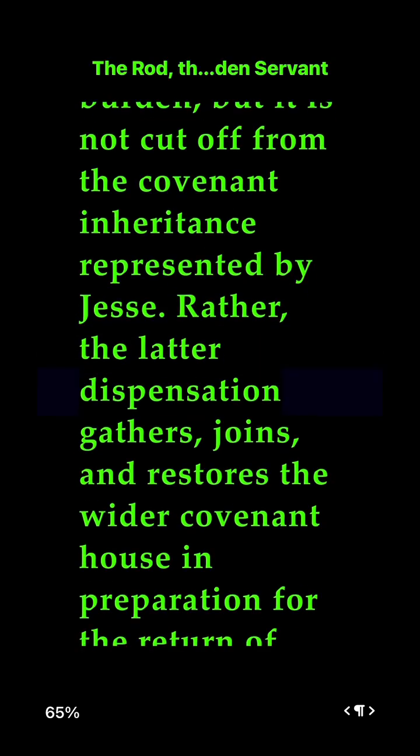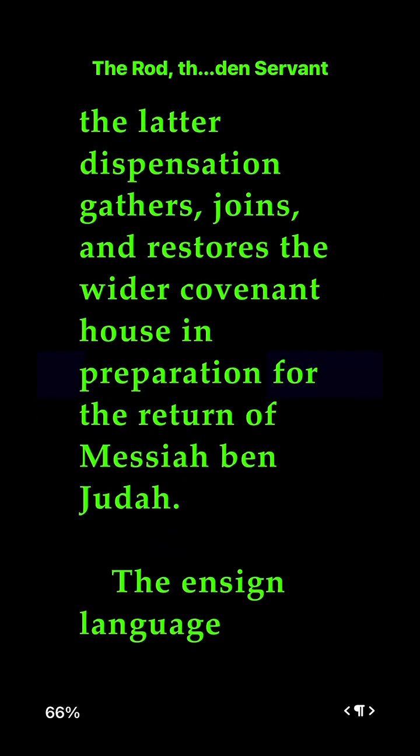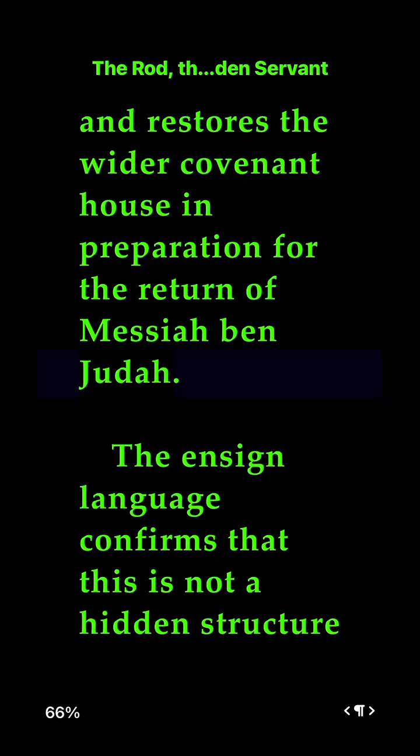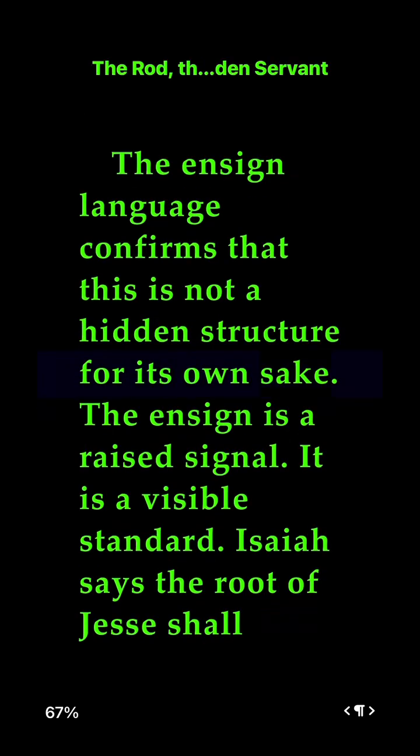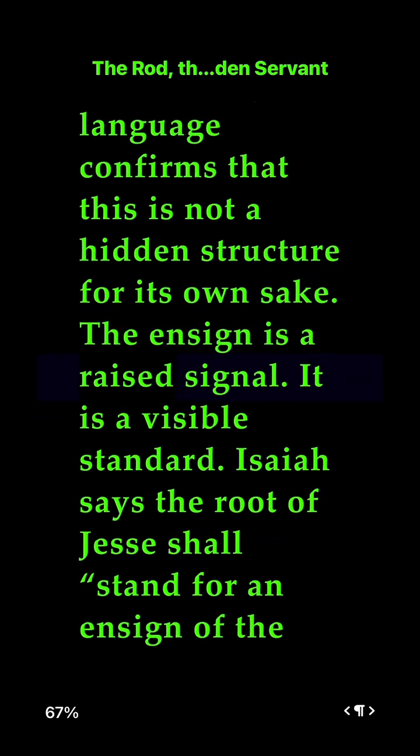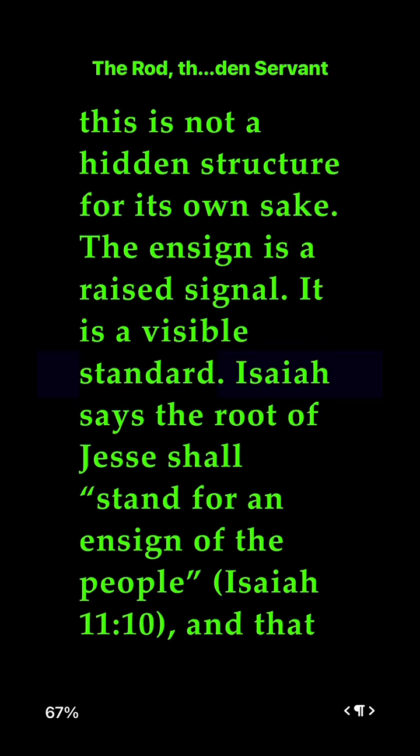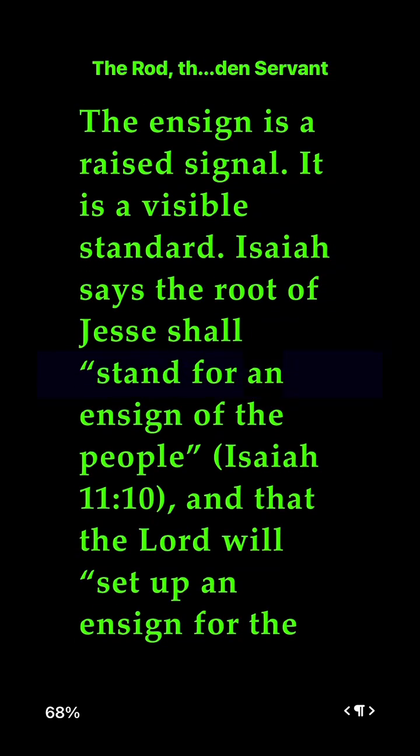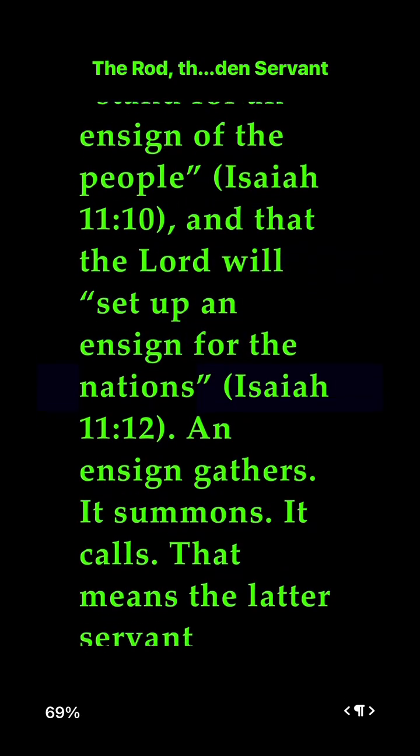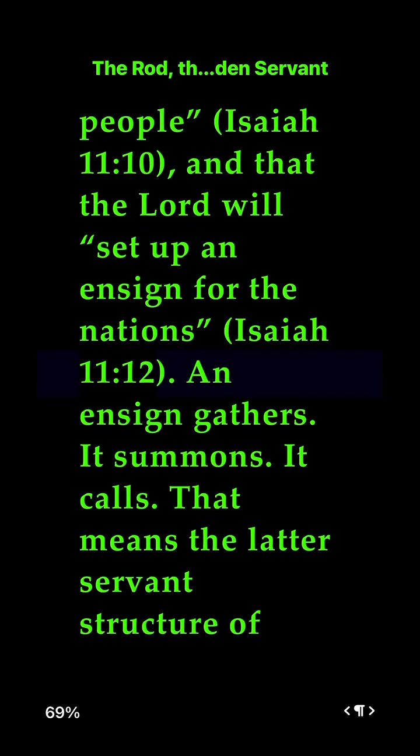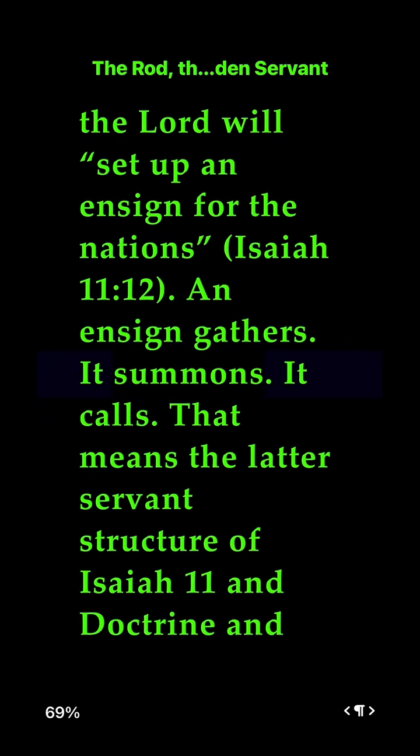Rather, the latter dispensation gathers, joins, and restores the wider covenant house in preparation for the return of Messiah ben Judah. The ensign language confirms that this is not a hidden structure for its own sake. The ensign is a raised signal. It is a visible standard. Isaiah says the root of Jesse shall stand for an ensign of the people, Isaiah 11:10, and that the Lord will set up an ensign for the nations, Isaiah 11:12. An ensign gathers. It summons.